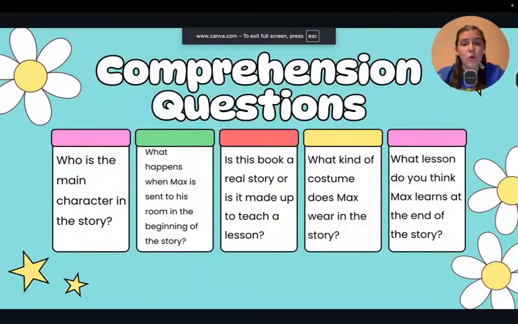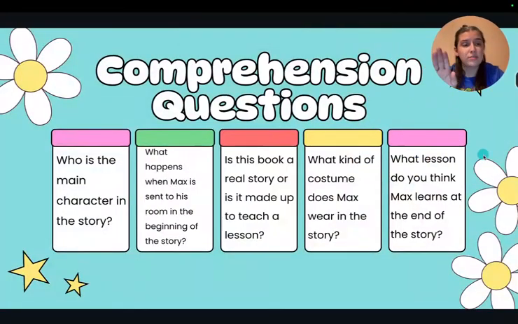Okay, so now we're going to go over these comprehension questions one more time, and I want you to kind of think about your answers so when you come to class, you are ready to go and ready to talk about them. Who is the main character in this story? So who is the story talking about the whole time? What happens when Max is sent to his room in the very beginning of the story? Not when he gets home. What happens in the beginning?